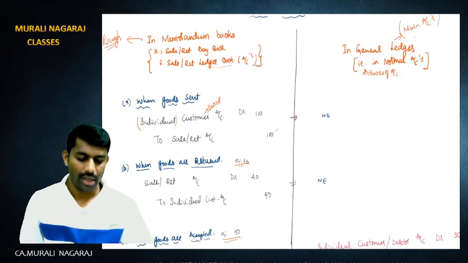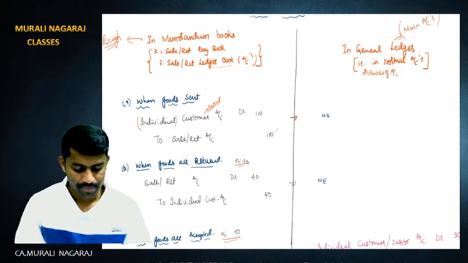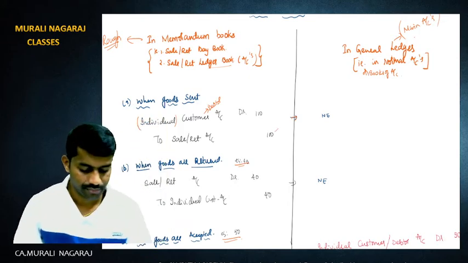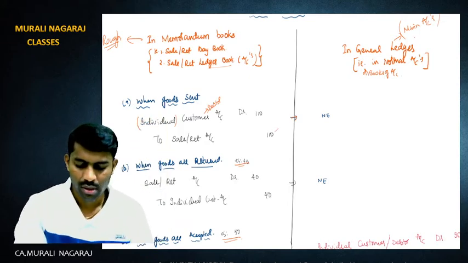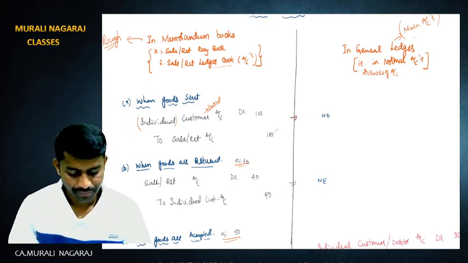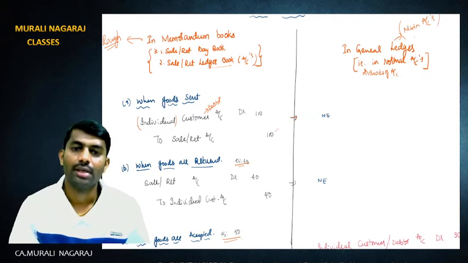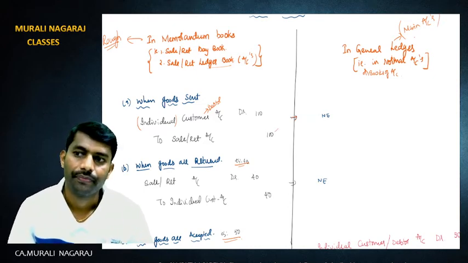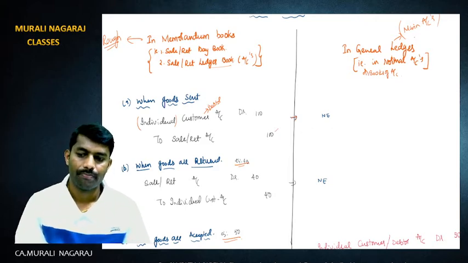Next, second part, heading: in general ledger. Pull the upward arrow in the main accounts. In main accounts. So in general ledger, under that, write down: in normal accounts or books of accounts.